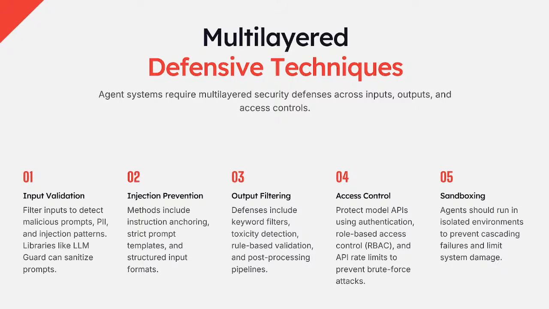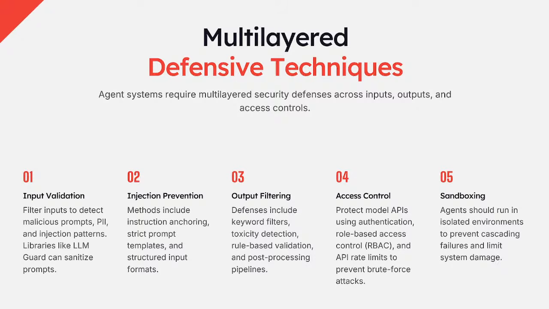So multi-layer defensive techniques. So how can you implement multi-layer security in your agentic AI system? So agent systems require multi-layer security defenses across input, output, and access controls. So everything should be guarded in and out. Everything should be guarded. Input should be guarded, output should be guarded. API, rate limiting, database, MCP, tools, functions, and everything, routing, everything should be bounded and be guarded using guardrails.